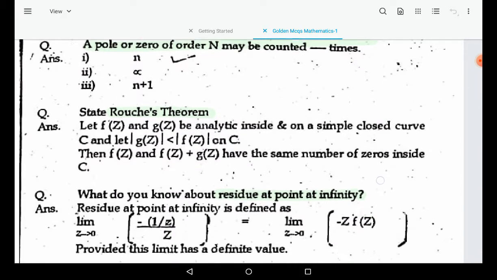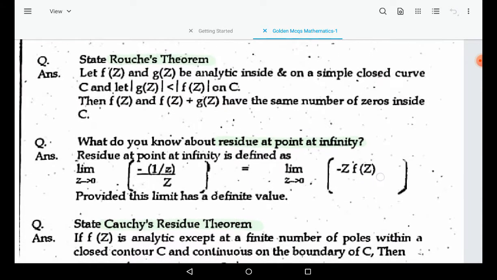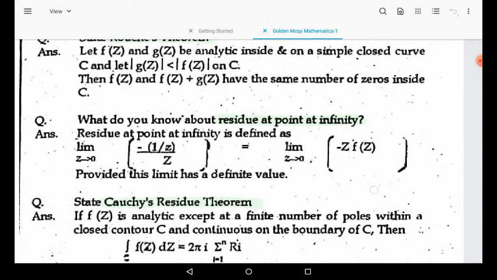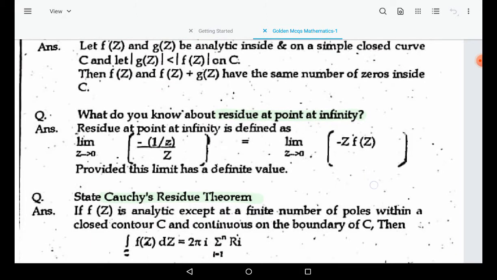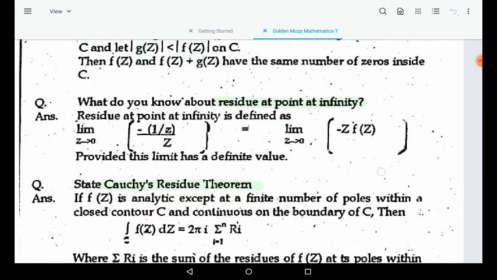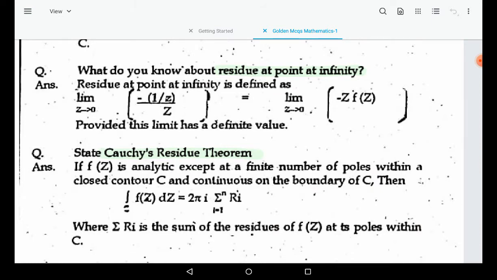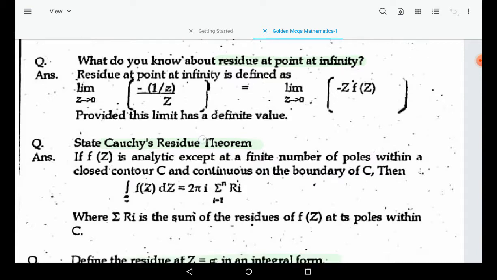State Rouche's theorem. Let f(z) and g(z) be analytic inside and on a simple closed curve C, and let the modulus of g(z) be less than that of f(z) on C, then f(z) and f(z) plus g(z) have the same number of zeros inside C. What do you know about the residue at a point at infinity? The residue at infinity is defined as minus the limiting value of z f(z) as z tends to infinity, provided the limit has a definite value.